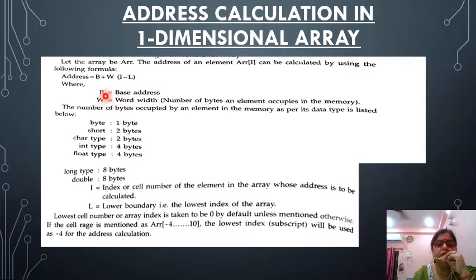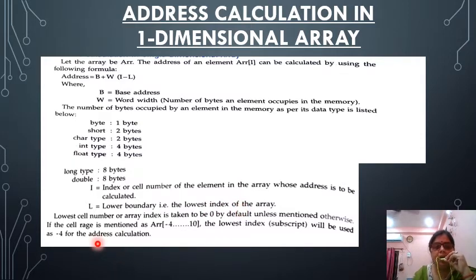What is B here? B is your base address and W is your word width. Suppose we have taken int type, so that has word width as the number of bytes. How much does int have? It has 4. Suppose we have taken float type, then how many bytes does it occupy in the memory? It occupies 4 bytes. If we have taken double, then it occupies 8 bytes. And I is your index or cell number of the element in the array. And L is the lower boundary, that is the lowest index of the array.